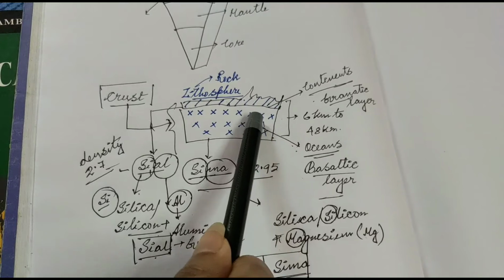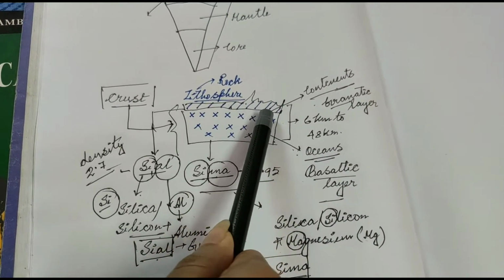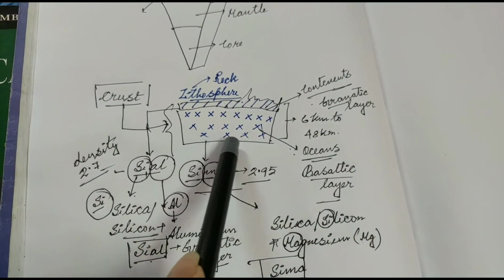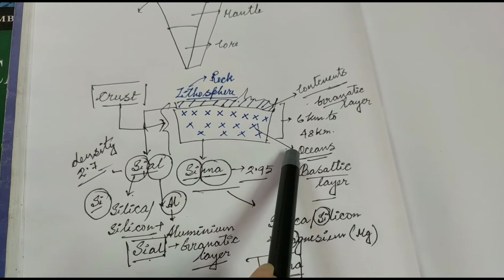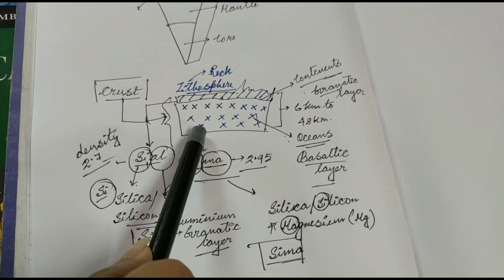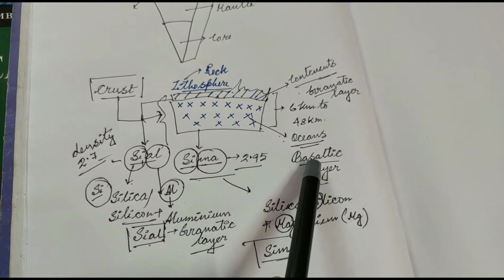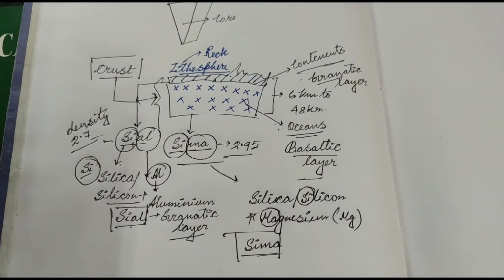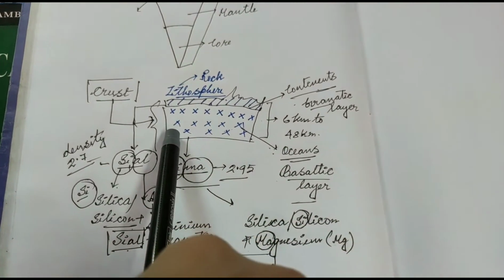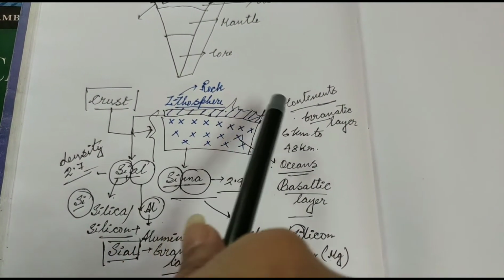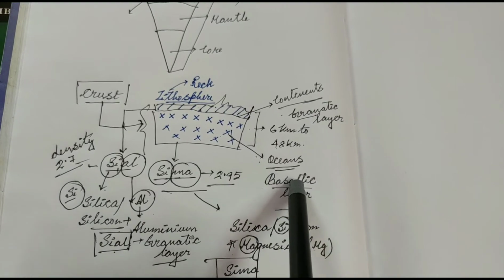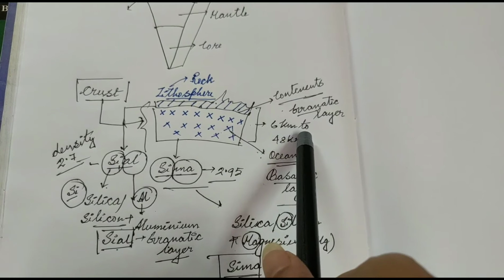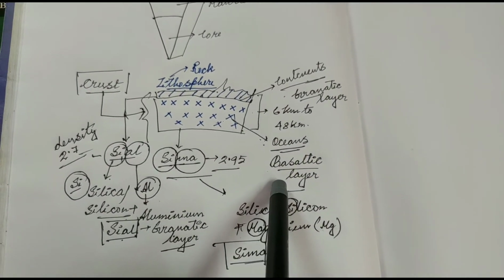than that. So Sial is the part of the continent part, that is made up with the granite layer, and the Sima is the part of the ocean part. So that is made up with the basaltic layer. So these are the two parts of the crust. The first is the continents, the second one is the oceans. Continent is made up with granite and ocean is made up with basalt.